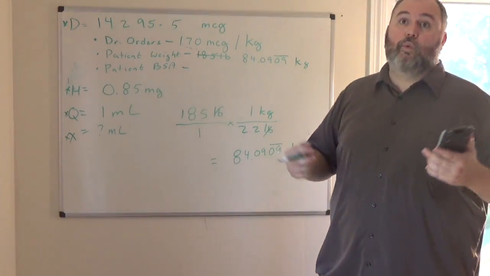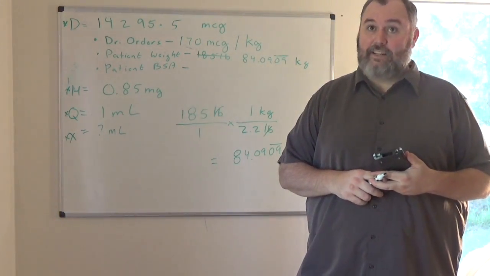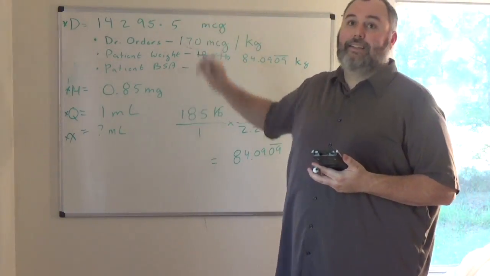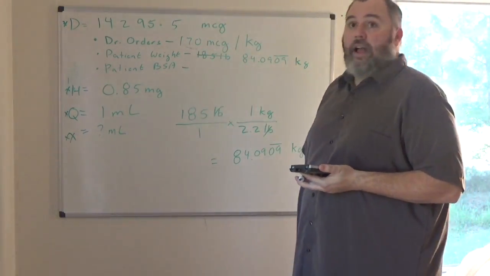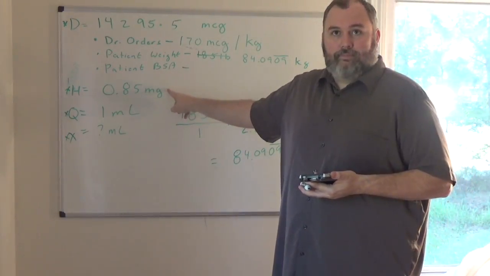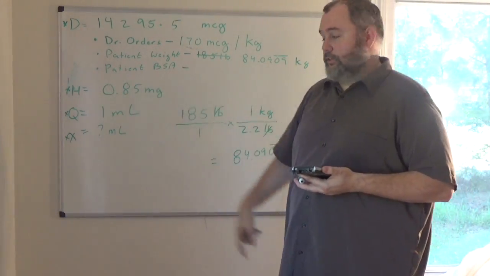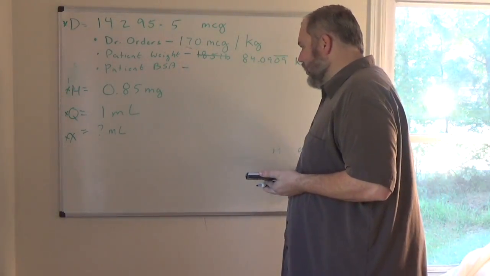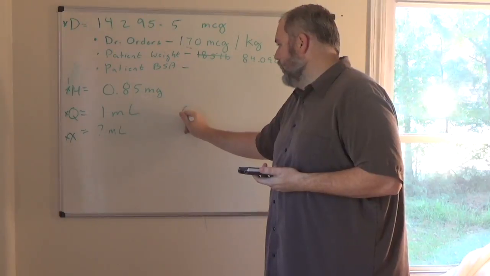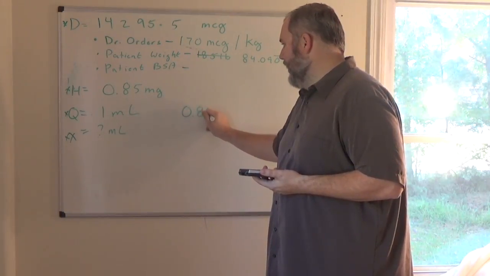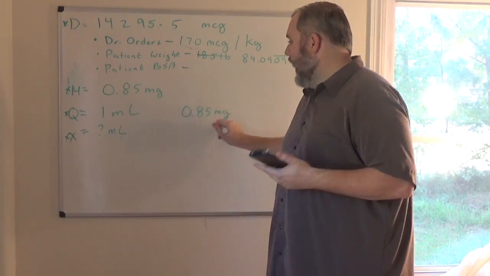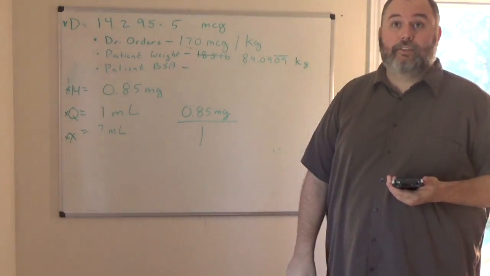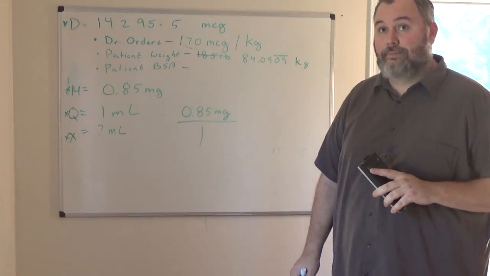All right, so which one are we going to convert? It doesn't really matter, but I'm going to have to convert one of these to make it look like the other. I'm actually going to convert this one. So I'm going to erase this, and I need to convert 0.85 milligrams. I'm going to put a 1 under it, and I'm going to multiply by a conversion factor. Find the conversion factor.